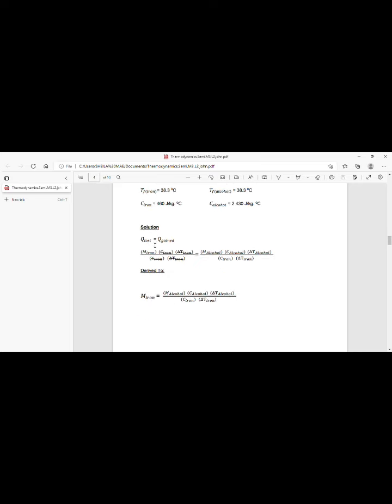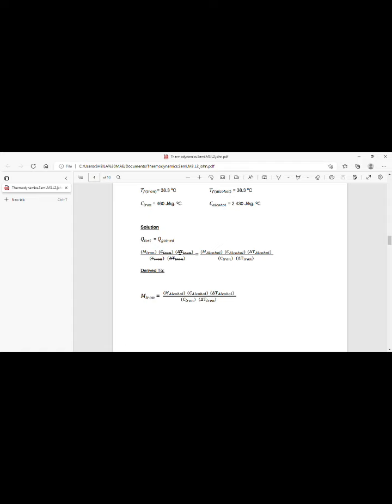Q lost equals Q gained, which is the heat energy. The mass of iron times the specific heat of iron times the change in temperature of iron is equal to the mass of alcohol times the specific heat of alcohol times delta T.